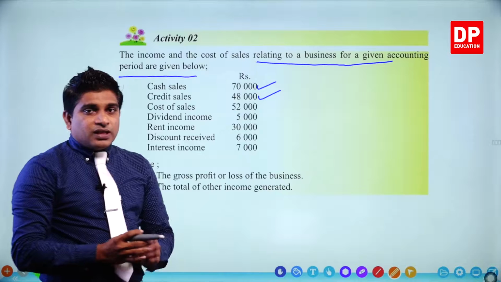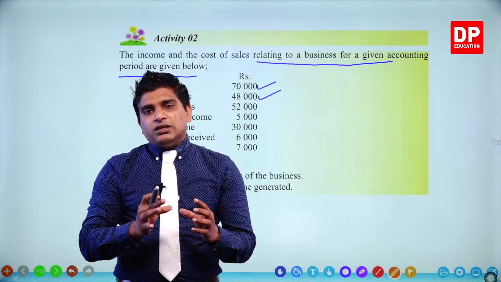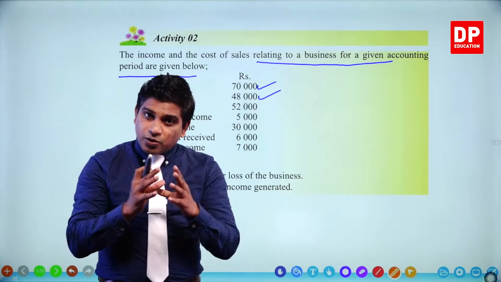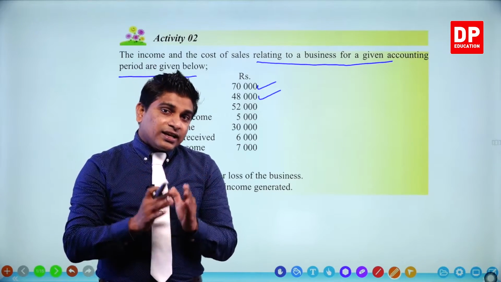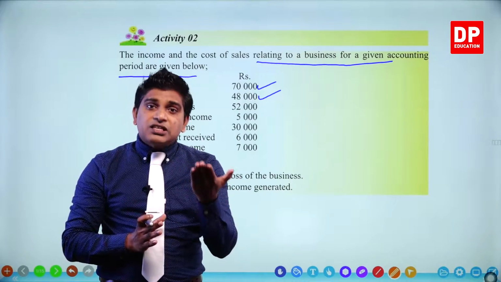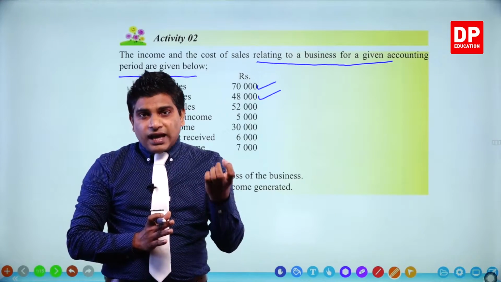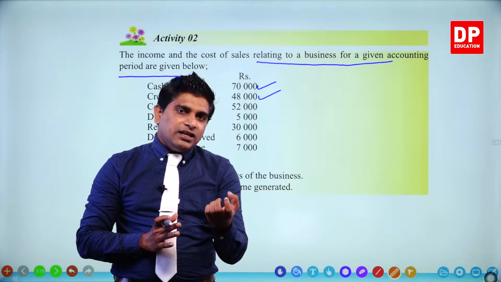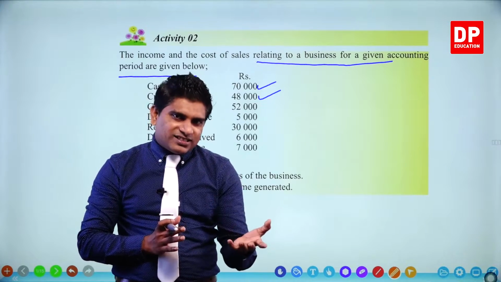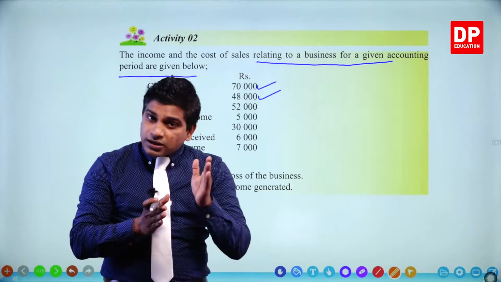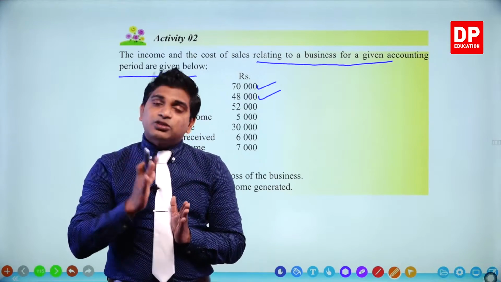Remember this, sales include both cash sales and credit sales. Sales means everything: cash sales and credit sales. You have to add them, then the total is sales. When we calculate gross profit, we consider not only cash sales, credit sales also.